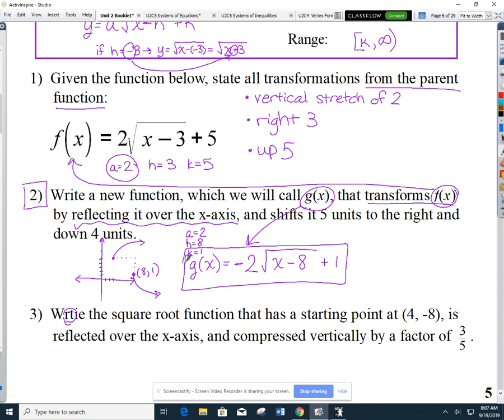Some people may have figured it out differently other than by graphing. You could just say if we're going to move right 5, we can do 3 plus 5 to get 8, and down 4, 5 minus 4 gives us 1. And for this one, it doesn't say what to name it, so I'm just going to call it f of x again. And that would be negative 3/5 square root of x minus 4, and then minus 8 outside the radical.